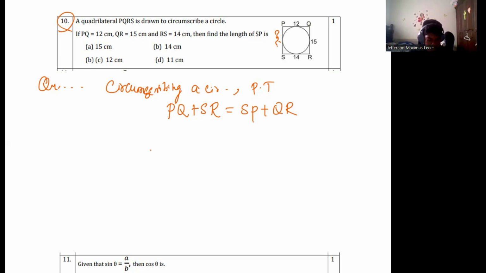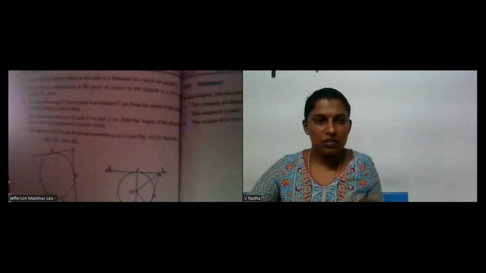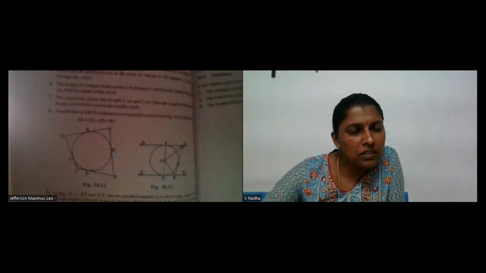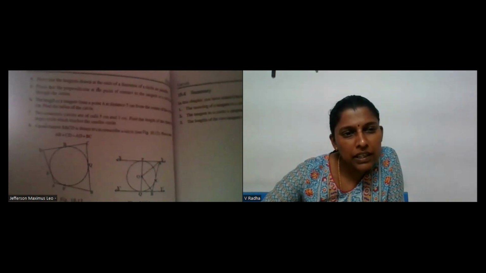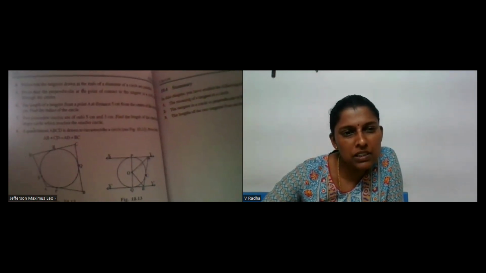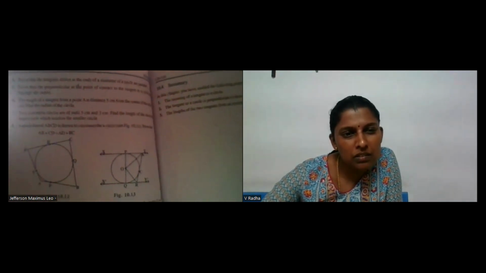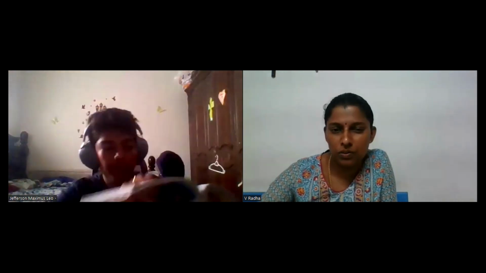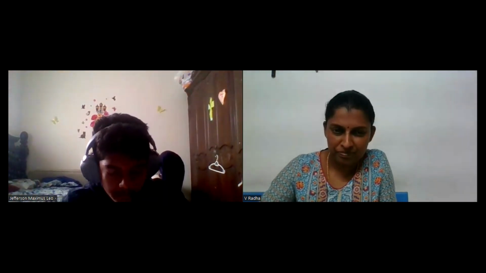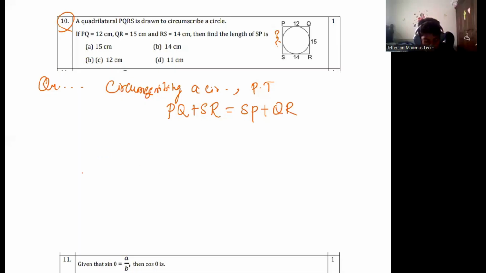Ma'am, is it this question? So wait. 8th question. Number 8. Yes, correct. A quadrilateral ABCD. Yes, same thing. Please read the question, ma'am. A quadrilateral ABCD is drawn to circumscribe a circle. Prove that AB plus CD is equal to AD plus BC.